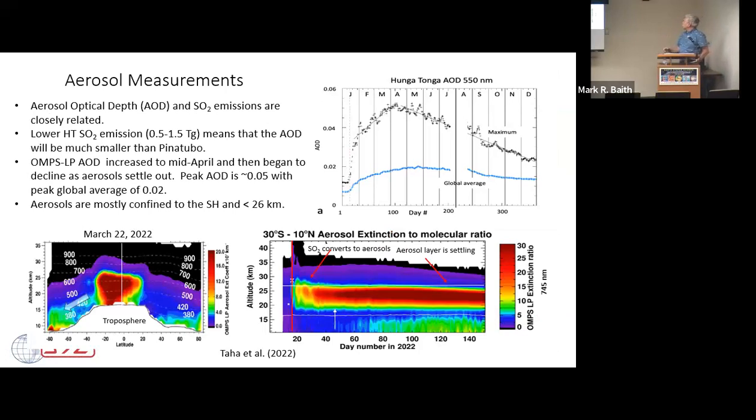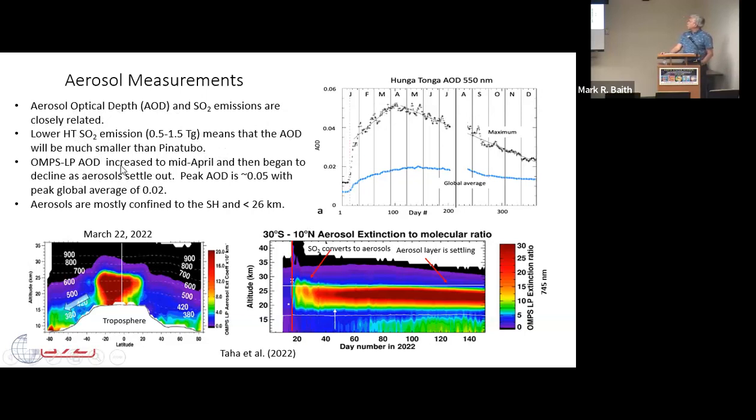This reflects the sunlight back, and it can be seen with the OMPS limb sounder, OMPS-LP. So the aerosol optical depth is what we use to measure the amount of aerosols. And they're obviously closely related to the SO2 emissions. So Hunga-Tonga has lower SO2, which means the AOD will be much smaller than, say, Pinatubo.